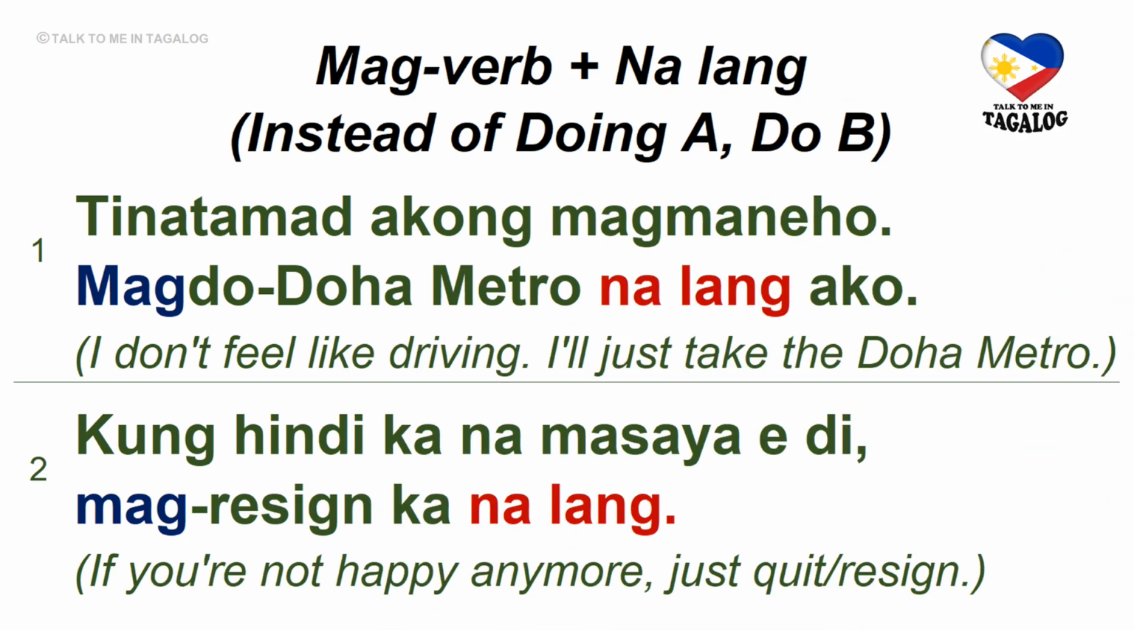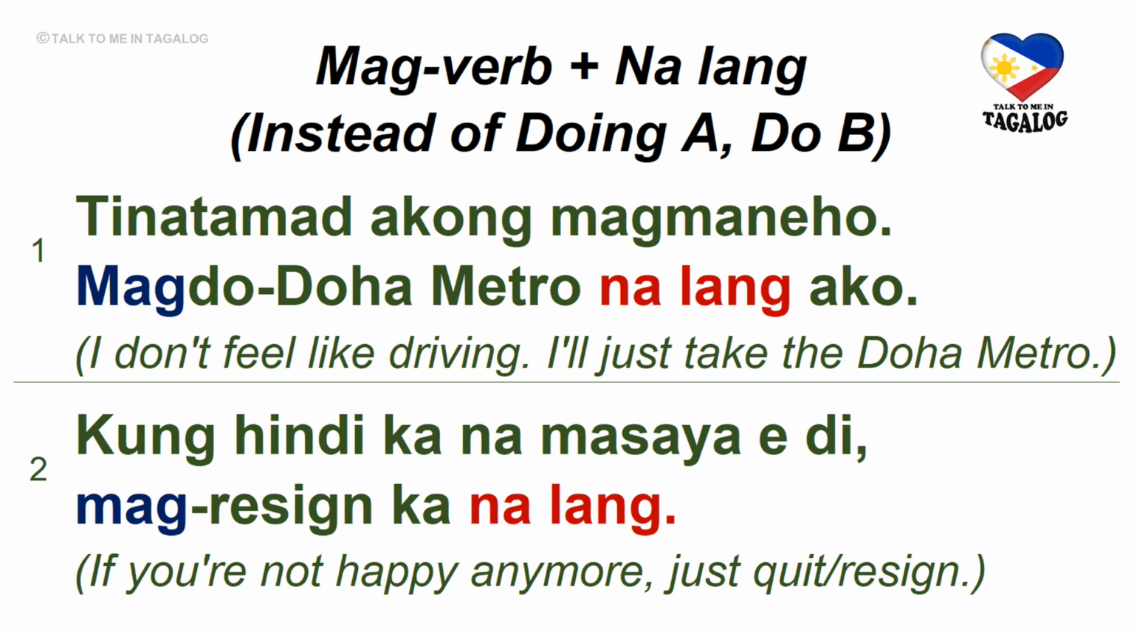Let's now talk about mag-verb plus na lang. The function of this phrase is to say that instead of doing action A, just do action B. Or, if you don't feel like doing action A, do action B. Here are some examples. 1.